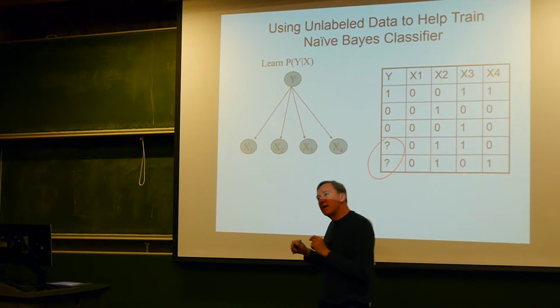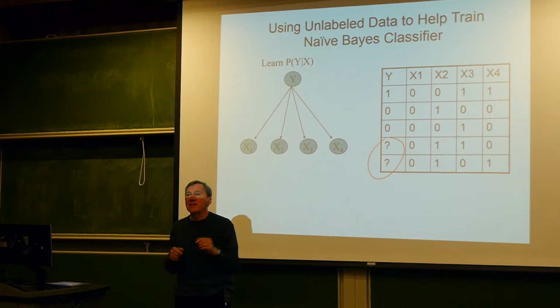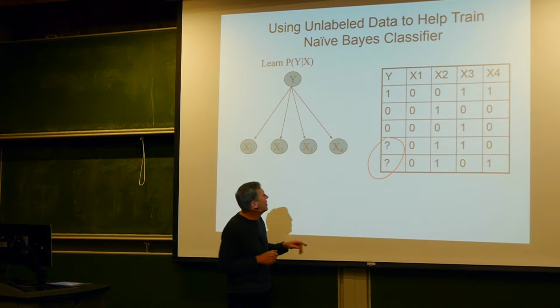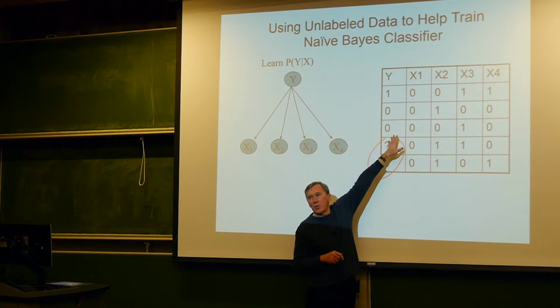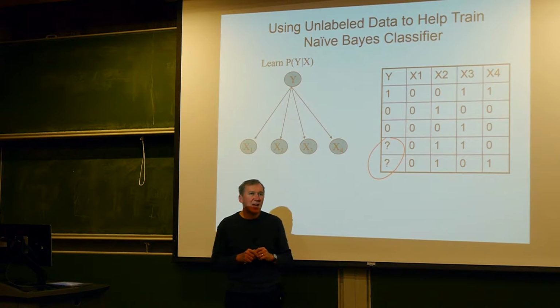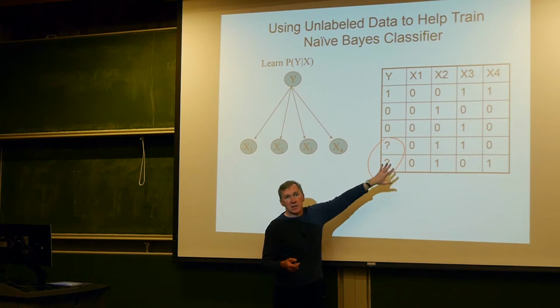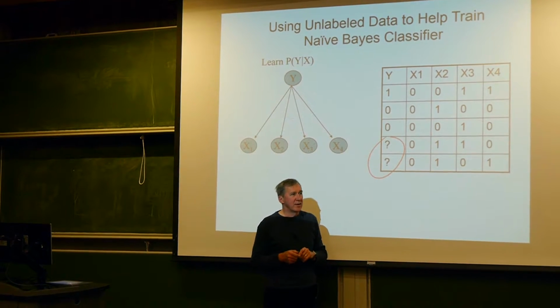But in many cases in machine learning, when we have not as much labeled data as we want, we end up having to make some kind of modeling assumption. And then relying on that plus the data that we do have available, we hope to do better.